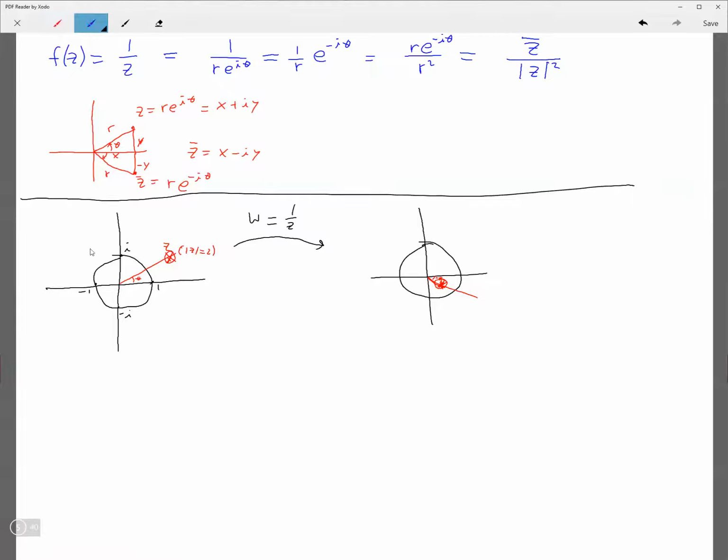Okay, let's choose another point. Let's choose a point over here, right there. I wish I could let you guys draw on this, because how do we figure out where this point's going to go to? First of all, let's say the magnitude is 1/2. So what's the magnitude going to be over here? 1/4. I mean 1/4.